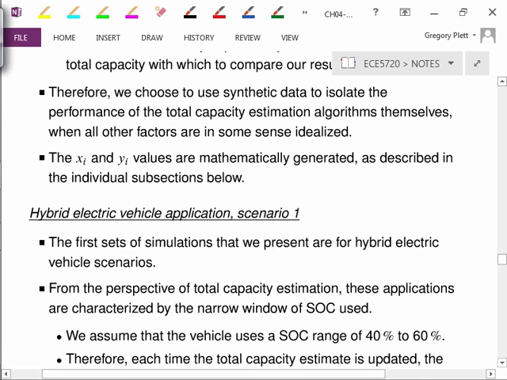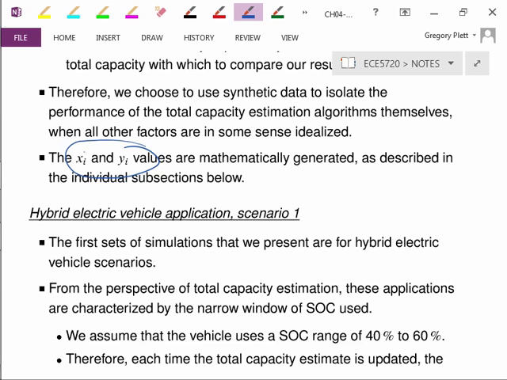We do use synthetic data, synthesized or simulated data, to isolate the performance of the total capacity estimation algorithms from everything else when all other factors in the system are somehow idealized. So I generate xi and yi as if I had actually collected them from a real system, but you'll see that they are just random numbers that we generate that correspond to different scenarios, real-world type of scenarios.